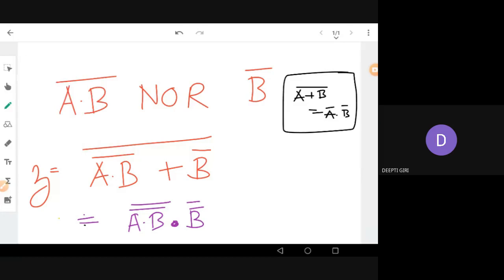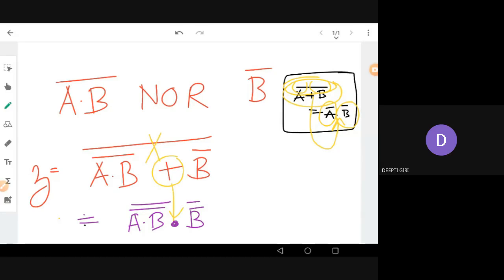You can see A into B whole bar. This plus will change into dot, and the bar is splitted, right? That's the only thing we are having. Plus is changed to into, or ORing is changed to ANDing, and the big not gate is splitted into individual bar gates, not gates, right? So this is splitted, and this is changed to ANDing.